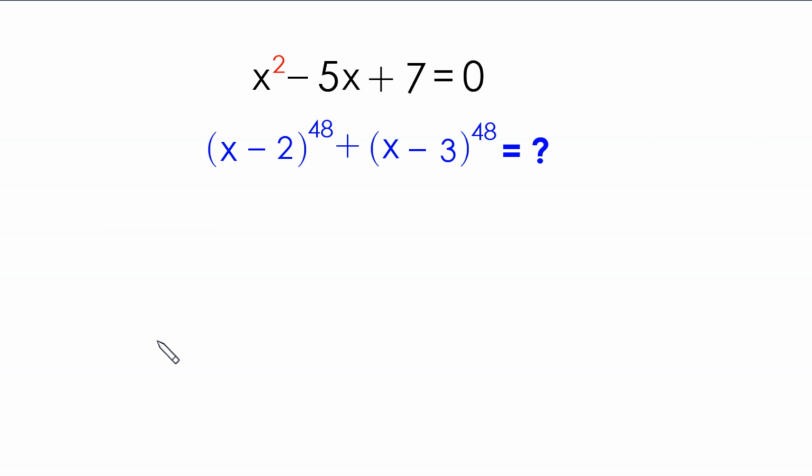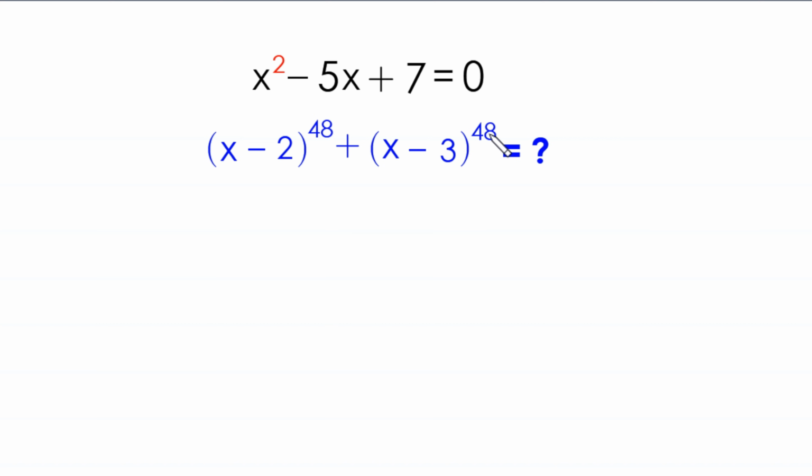Hello everyone, welcome to how to solve this very nice algebra equation: x squared minus 5x plus 7 equal to 0. Our job is to find the value of (x minus 2) whole to the power 48 plus (x minus 3) whole to the power 48.